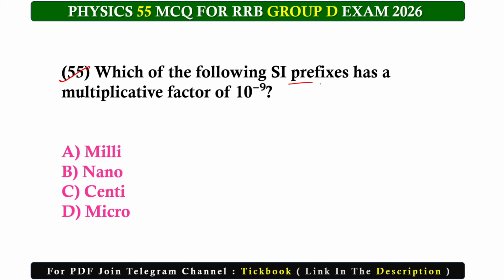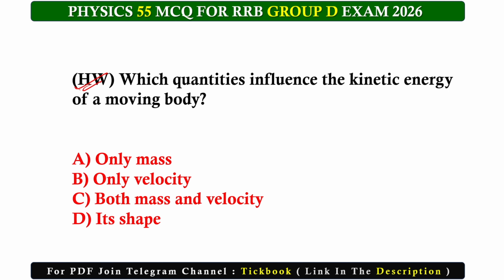55. Which of the following SI prefixes has a multiplicative factor of 10 raised to the power minus 9? Option number B, nano. It's your homework, guys. Which quantities influence the kinetic energy of a moving body? You have to answer this question in the comment section.